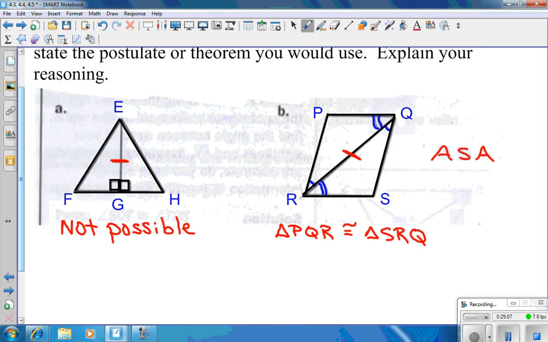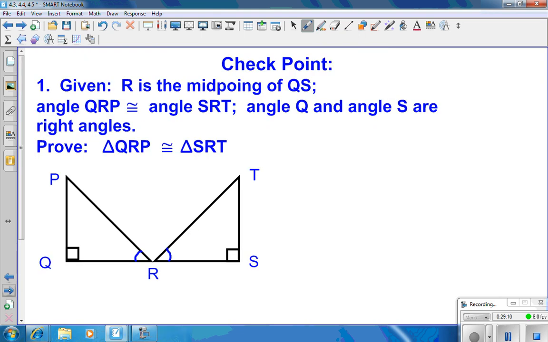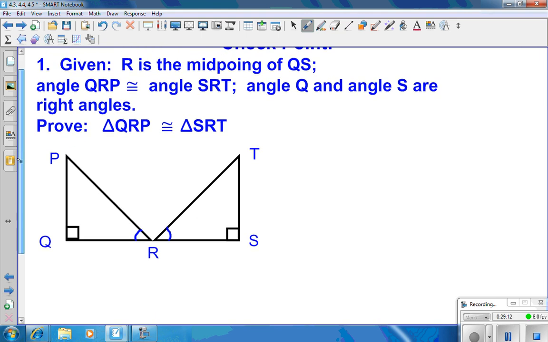Okay, last one. On this one, given R is the midpoint of QS. What does midpoint mean? What's equal? It's not the vertical. What's midpoint mean? She said midpoint means equal, that something's equal. It has a point in both triangles or both angles. Okay, it's in between 2 points.